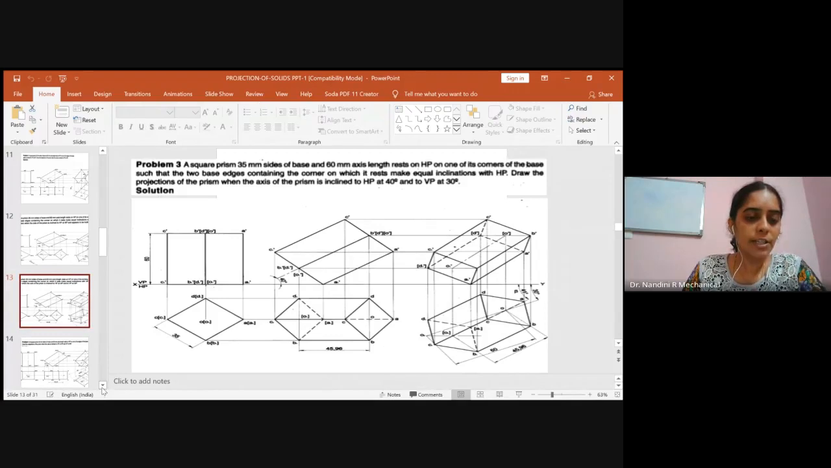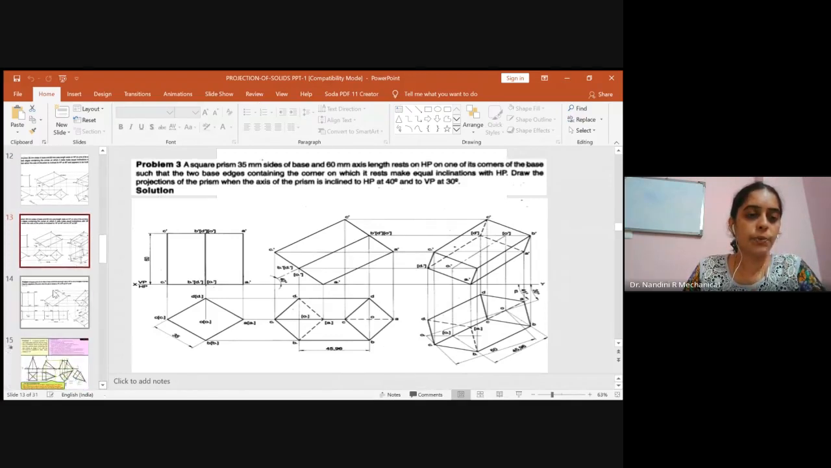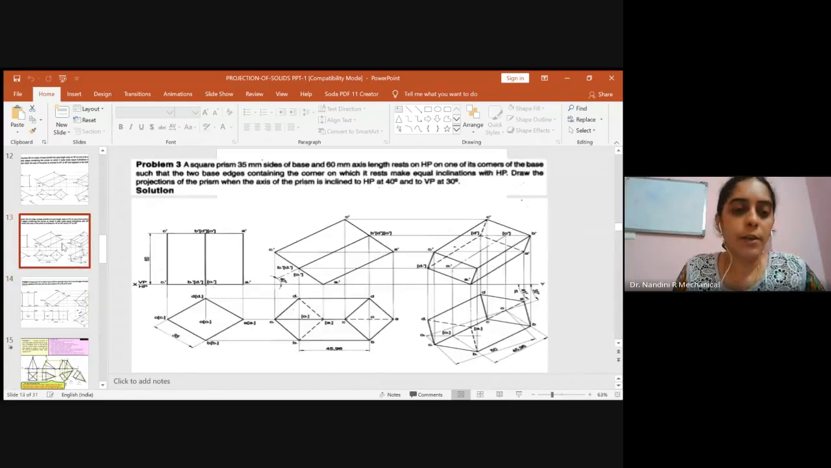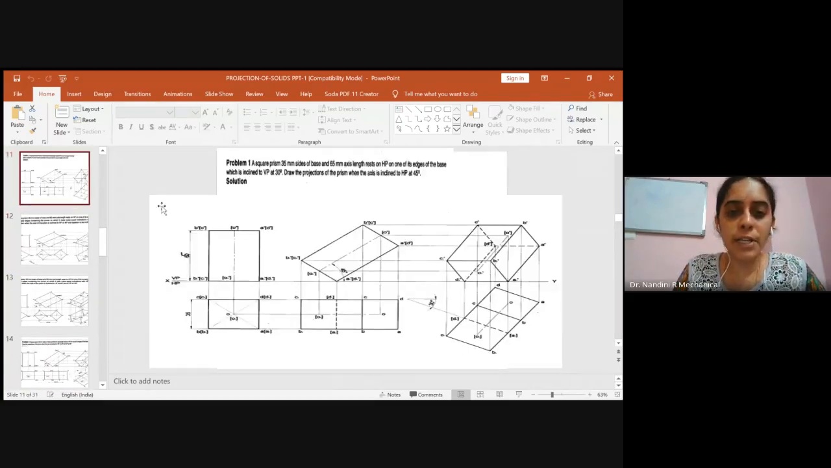Okay. So after this, I'll just explain you the last fourth problem. This is simple. This type of problem we have done already. So this is exactly similar to the first problem. Only thing here will be adding the apparent angle. You can notice. Okay, so this was the first problem, which was resting on one of its side on HP, in which clearly we were able to identify the axis.